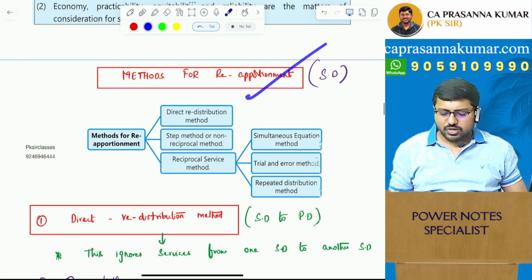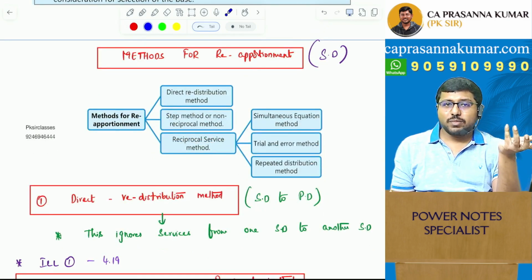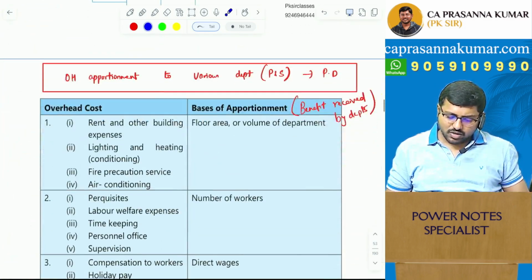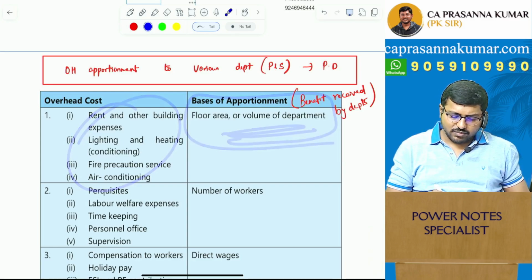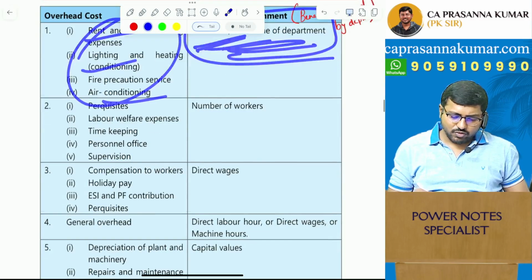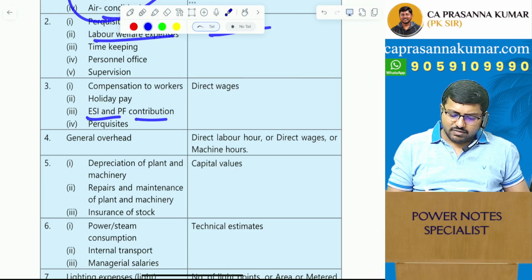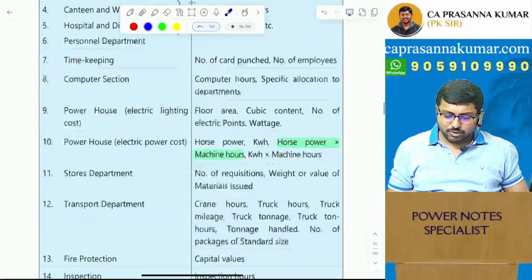Moving on to the methods of reapportionment. Now this is important. We are talking about secondary distribution right now. In primary distribution, there are no methods. Why? Because in primary distribution, you just take a cost and apportion it to all the departments on a suitable basis. For example, rent based on floor area, lighting based on floor area, air conditioning based on floor area, labor welfare expenses based on number of workers, ESI and PF based on direct wages, general overheads based on labor hours. You understand the point? Like that, it's easy to apportion to all the departments.